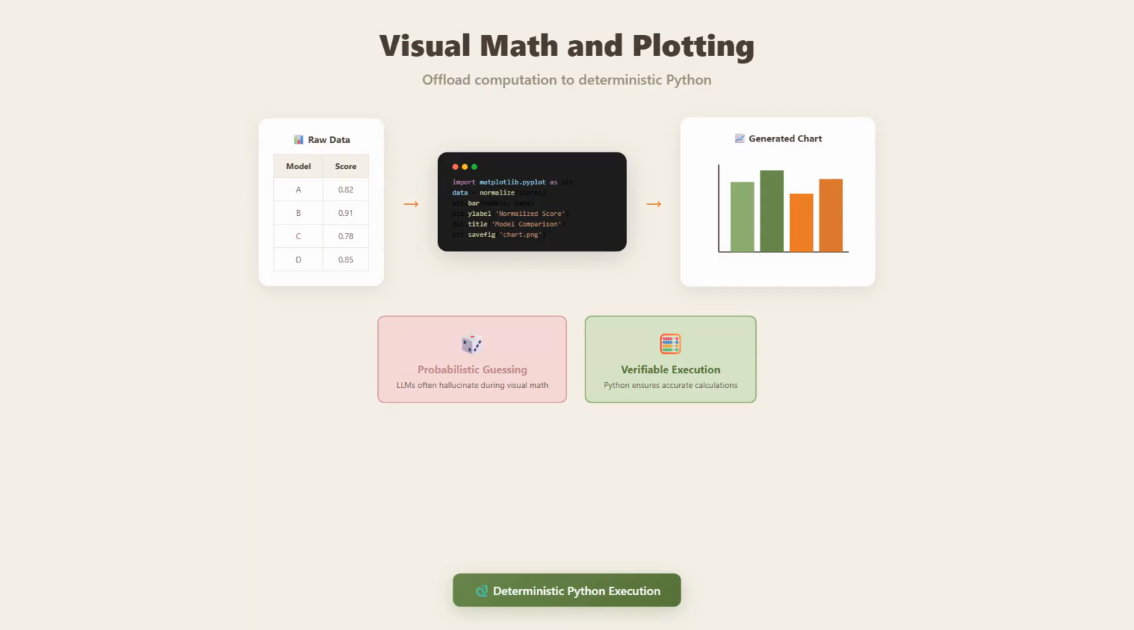This is the difference between a calculator and mental math. When accuracy matters, you use the calculator. The comparison cards highlight this distinction. Probabilistic guessing leads to hallucinations and errors. Verifiable execution through Python ensures your results are correct every time.